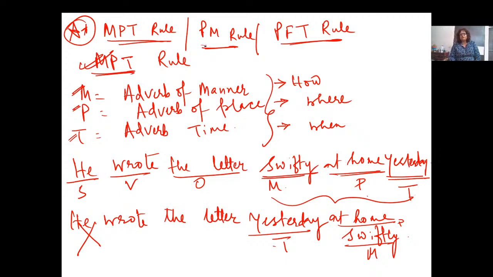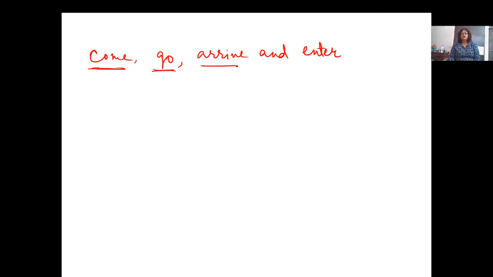Second rule is the PM rule. What is a PM rule? PM rule means, if we get a verb, and an adverb of place and an adverb of manner are used together after the verb, if we get the verbs come, go, arrive, and enter.